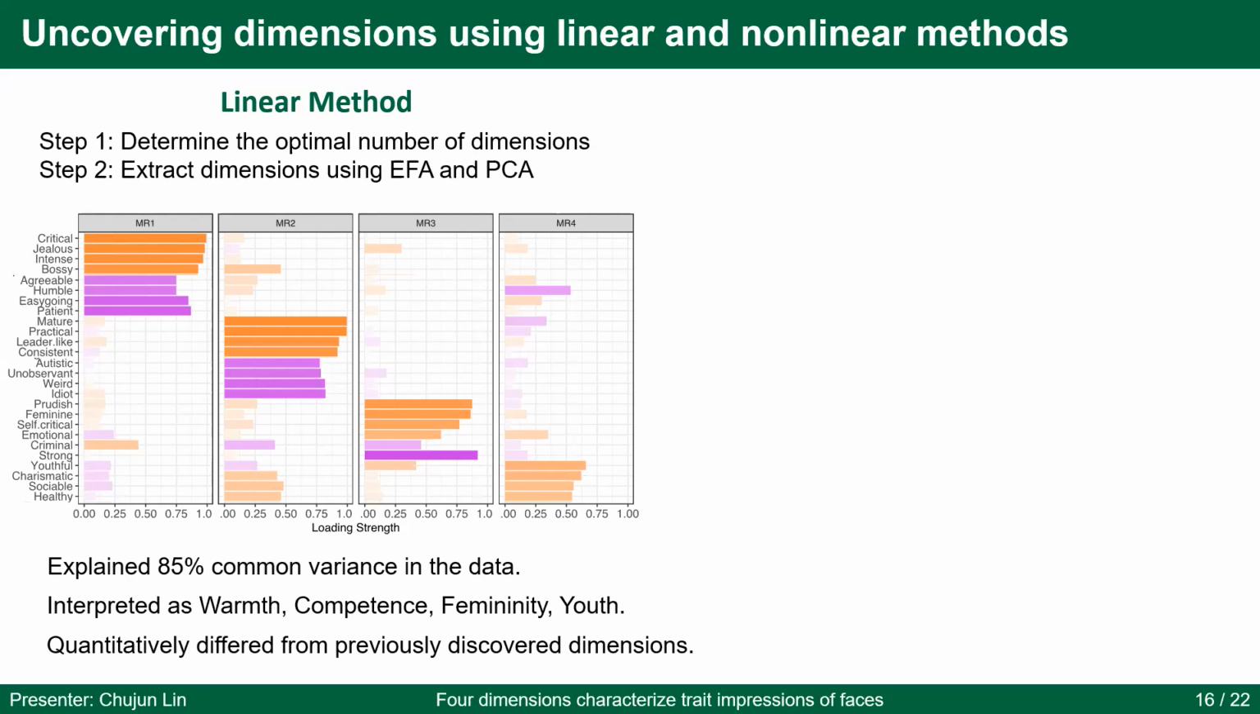This analysis indicated that even though semantically we may feel that the label warmth is similar to the previously proposed valence dimension, the 2 are only weakly to moderately correlated. And although semantically we may feel that the label competence is similar to the previously proposed dominance dimension, the 2 are not significantly correlated.